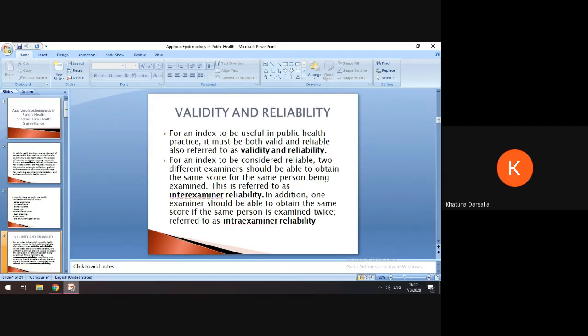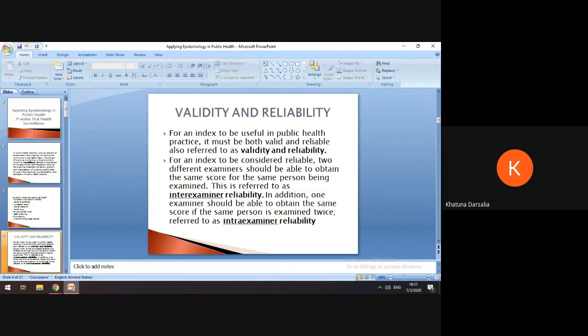Reliability refers to the ability of an index to consistently measure the same level of disease at different times by either the same or different examiners under various conditions. Reliability can also be thought of as repeatability, reproducibility, and consistency. For an index to be considered reliable, two different examiners should be able to obtain the same score for the same person being examined.